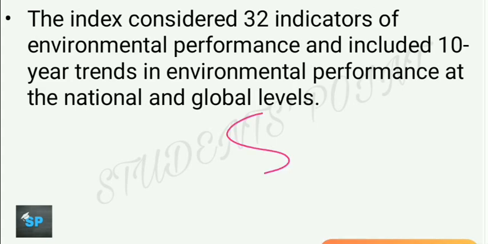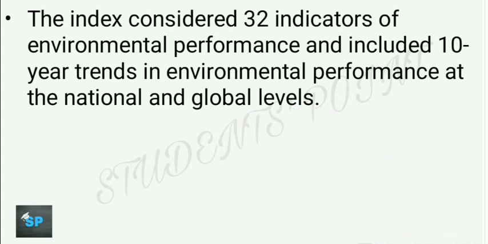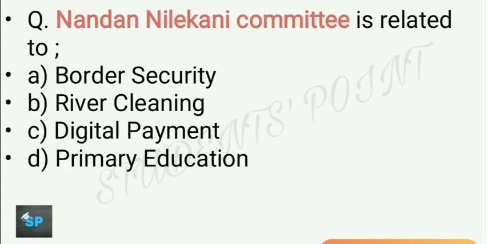Now we have Sustainable Development Goals. Millennium Development Goals expired. Now we have SDGs. And this index considered 32 indicators of environmental performance and included 10-year trends in environmental performance at national as well as global levels.